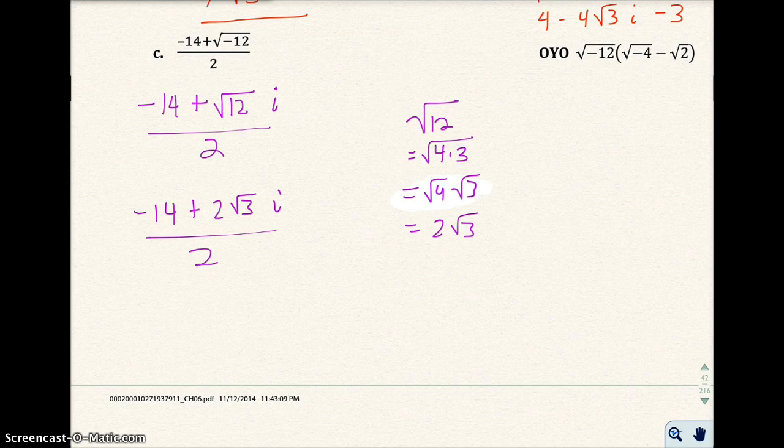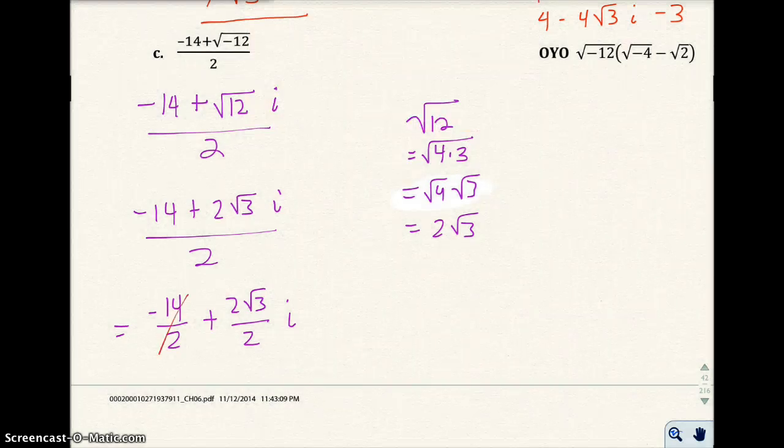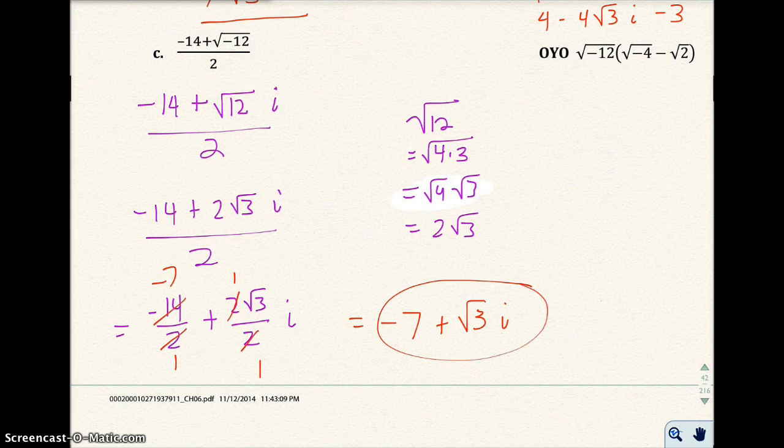Let's split this up because I want it in standard complex form. You're going to notice I can reduce this fraction. This reduces to negative 7, and this reduces 1 and 1, so I just get plus the square root of 3 i. Again, you could write that as negative 7 plus i square root 3.